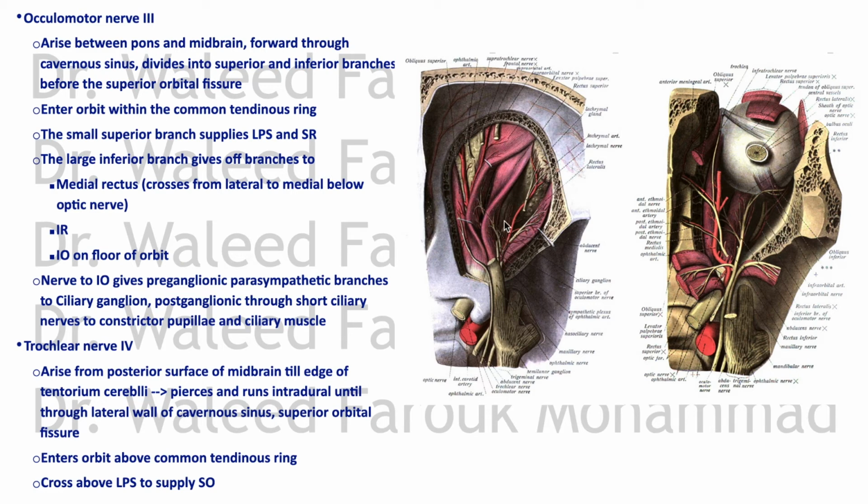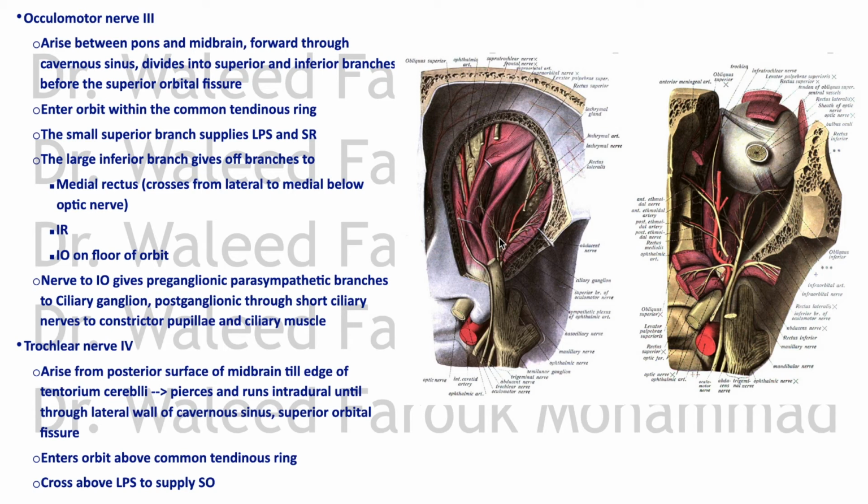Now the branch from the inferior division that will go to the medial rectus will cross beneath the optic nerve. So now you learn the structure that crosses above the optic nerve, which is the ophthalmic artery, and below the optic nerve is the nerve to medial rectus. Okay? That's one more thing for multiple choice questions. Another question regarding the ciliary ganglion. See this ciliary ganglion? It hangs down from which branch of the inferior division? From the nerve to inferior oblique.